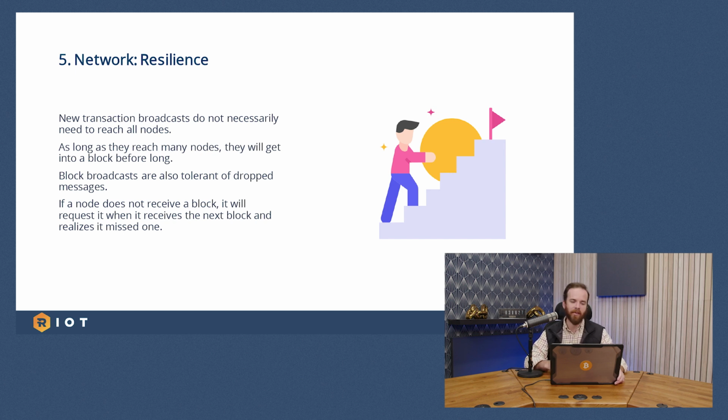But as long as a transaction reaches many nodes, they will get into a block before long. I'll add a caveat here. As long as they're paying a transaction fee that is competitive with the other transactors who are also competing to get into that same block.